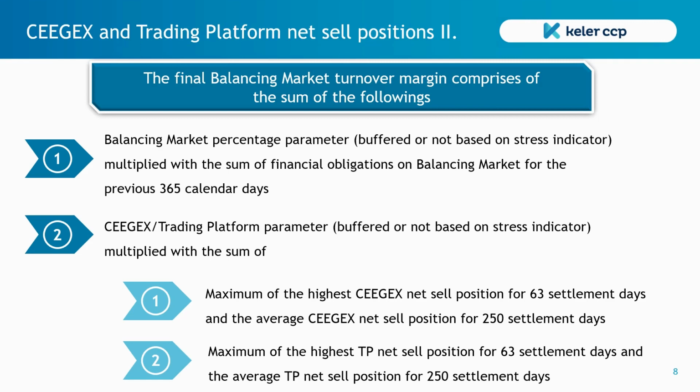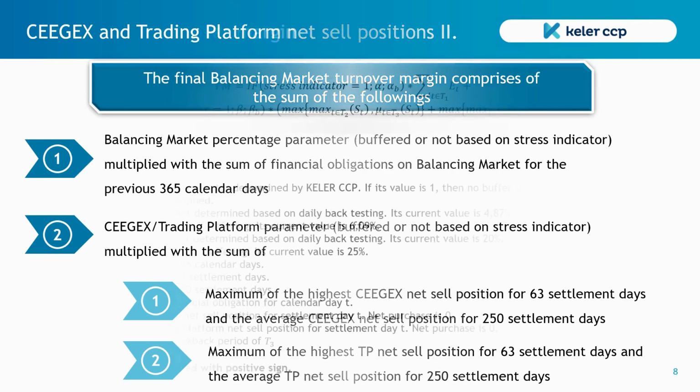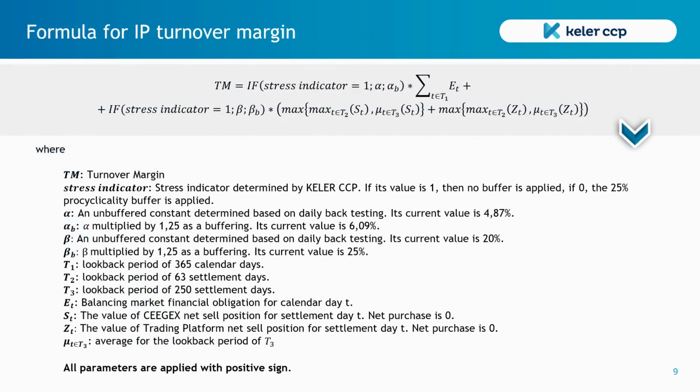And we also include the CEEGEX and Trading Platform net sell positions partially in the turnover margin calculation in the balancing market. We also put the formula on the slides, where you may see that the TM is signed as the turnover margin. We check the stress indicator, which is either 0 or 1, and if it's 0, there is no stress on the market.